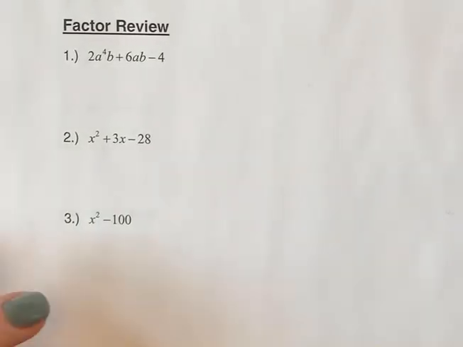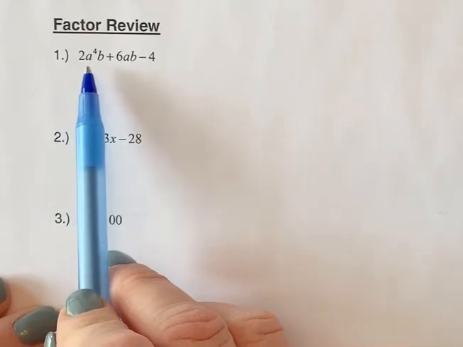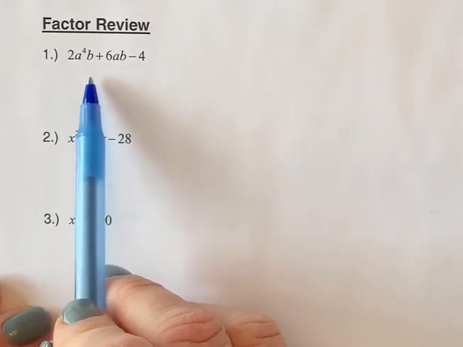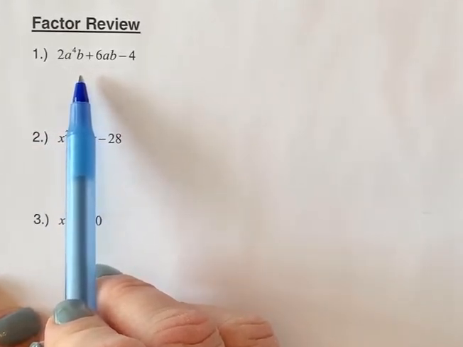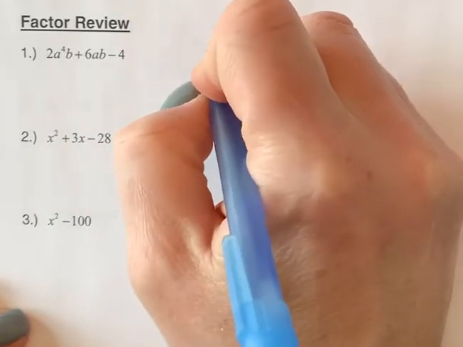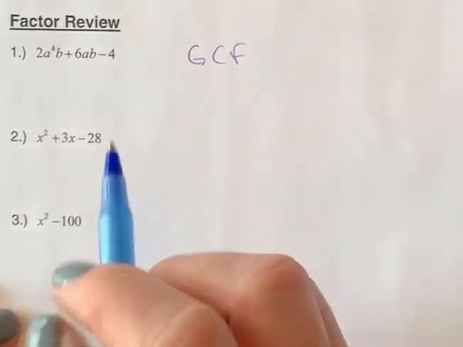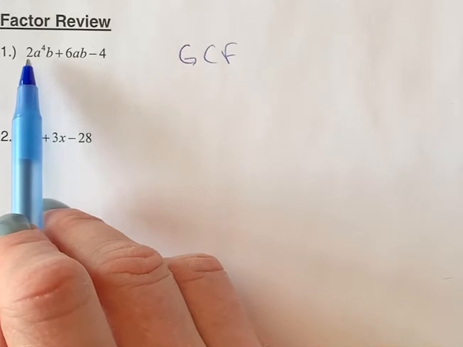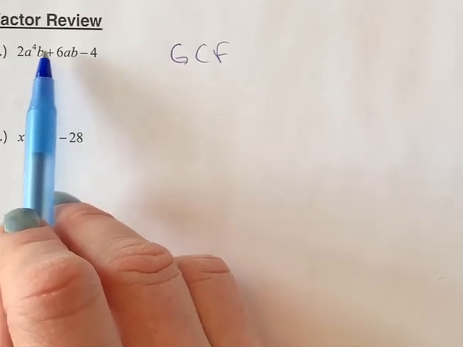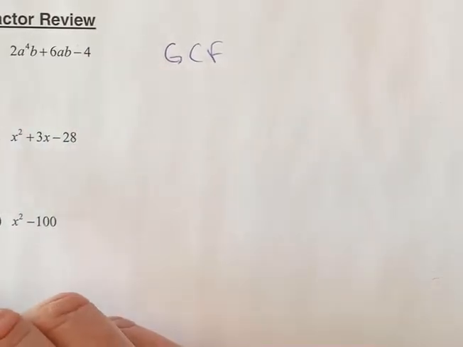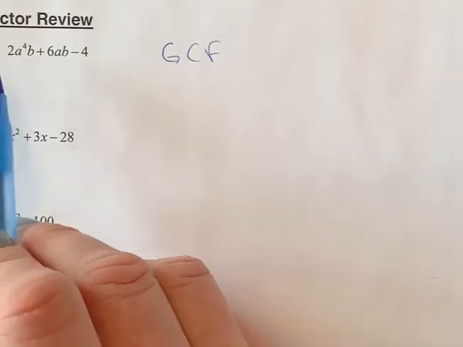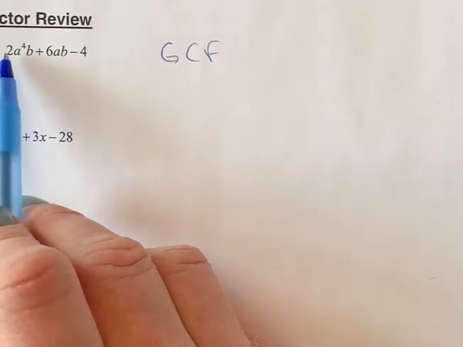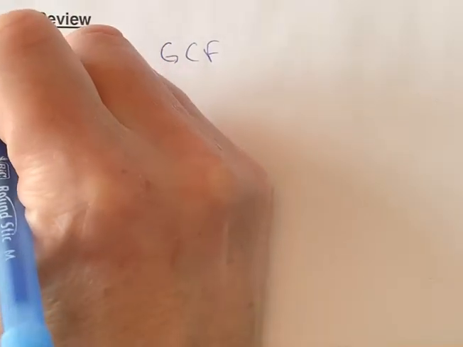Factor review. Looking at the first question, the rule about factoring you should always think about is to see if there's a greatest common factor. We call that the GCF for short. So if you take a look at this one, looking at the numbers 2, 6, and 4, the factor 2, in other words, 2 is divisible by 2, 6, and 4, so we're going to factor out the 2.